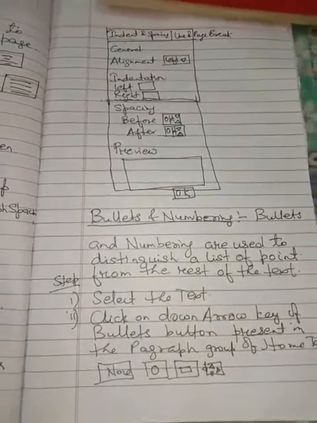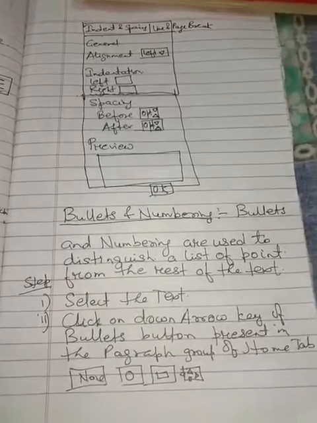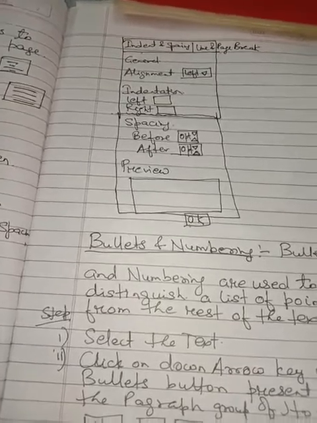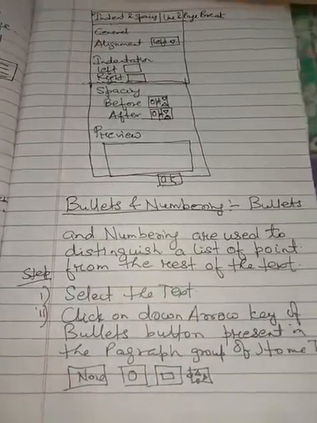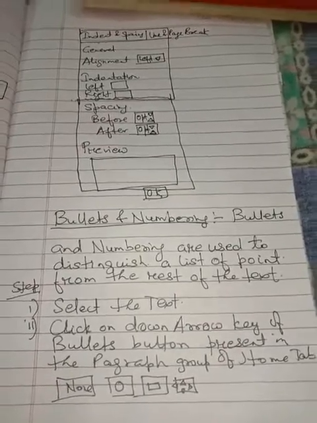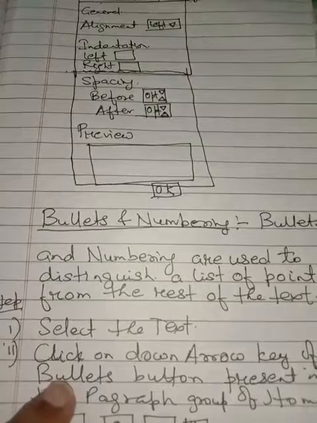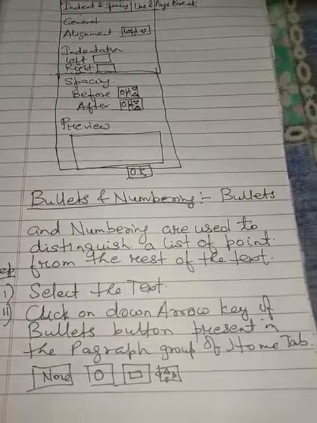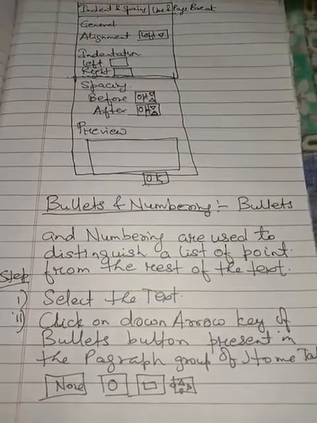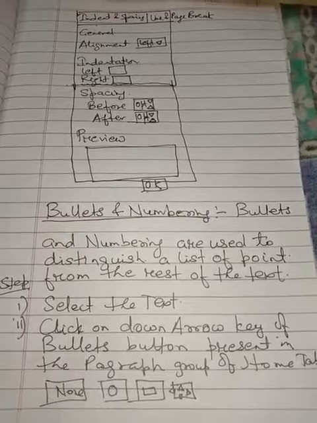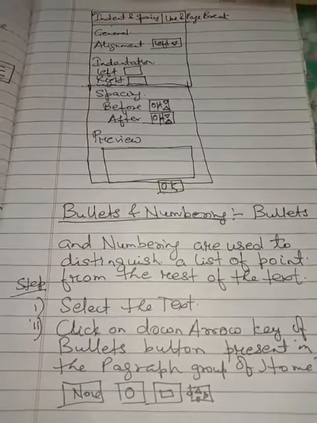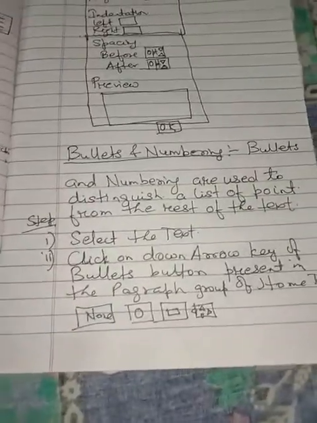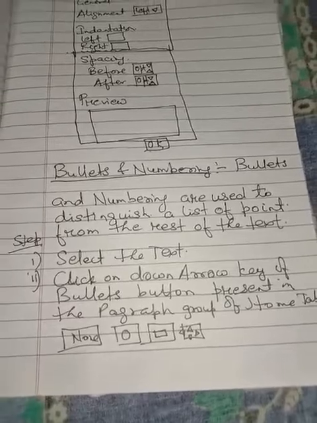So we also have the option of applying the numbered list in our document. Now how to apply the numbered list? For this, follow the same steps. First of all, select the text. Now click on the down arrow key of the numbered button. Remember, you have to apply it on the numbered button that is present in the paragraph group of the home tab. So we will have different types of numbering options. We can select any one of them and that numbering will be applied to our document. So in this way we can apply the bullets and numbering to our documents.